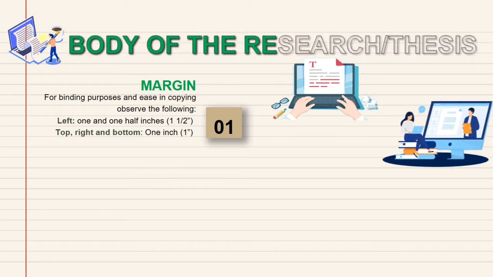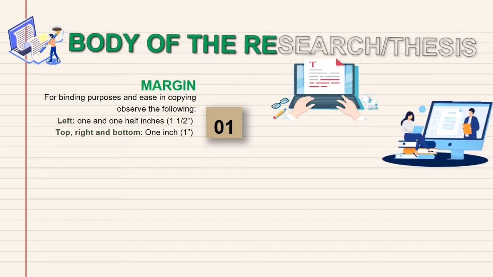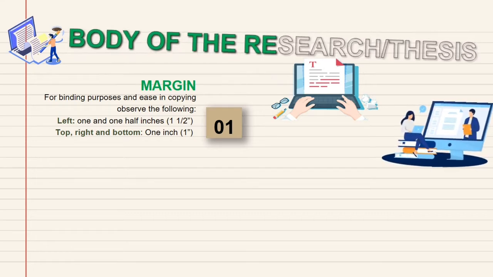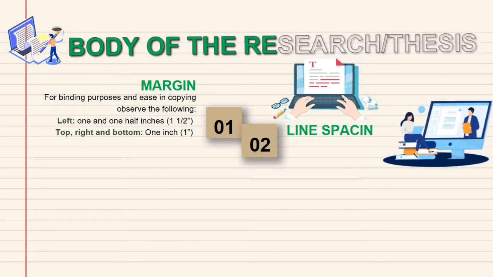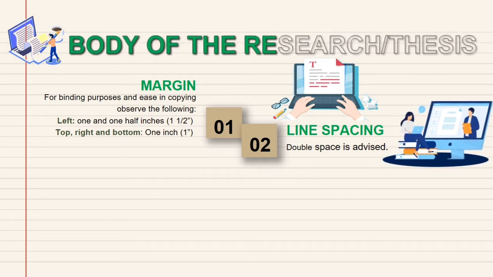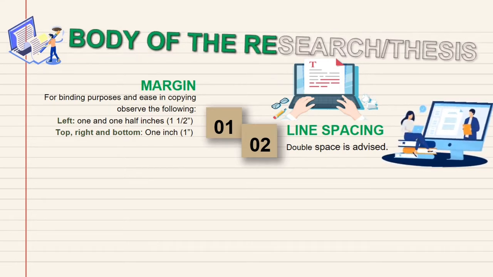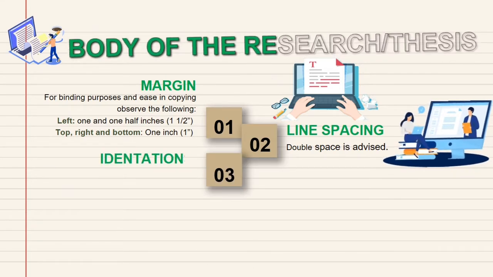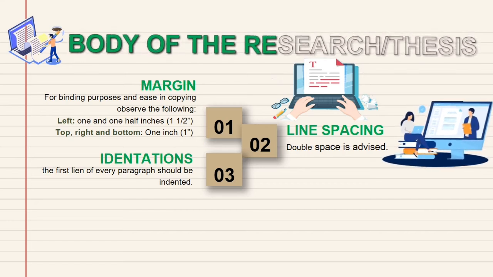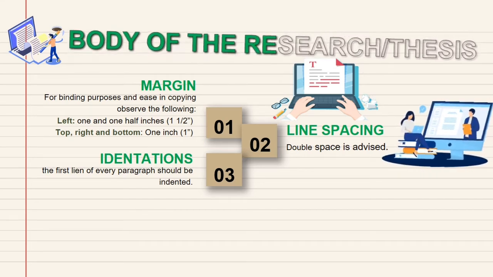Particular care must be made to see that all tables, figures, and appendix materials meet the margin requirements as well. Now, how about line spacing? Double space is advised. More than 2 spaces between paragraphs in one section of the thesis is unacceptable. How about indentation? The first line of every paragraph should be indented.